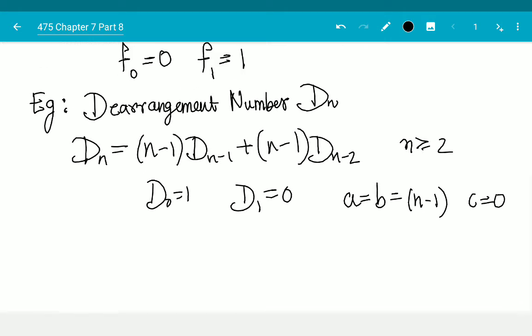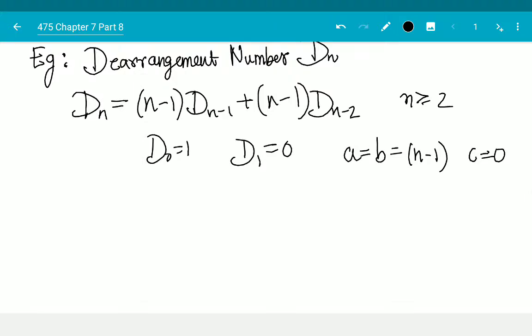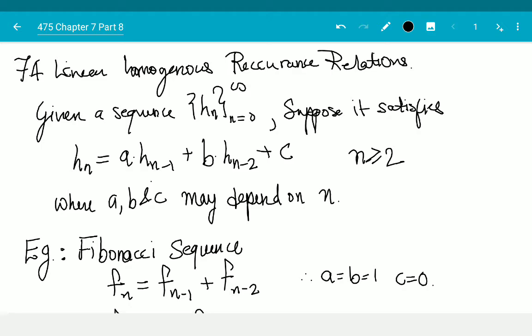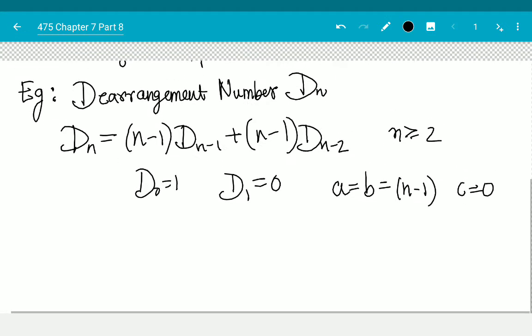So you might have noticed in both of these cases I have my c is equal to 0, and if c is 0, they are called homogeneous. Okay, so that's why I'm looking at linear homogeneous recurrence relations in the name.